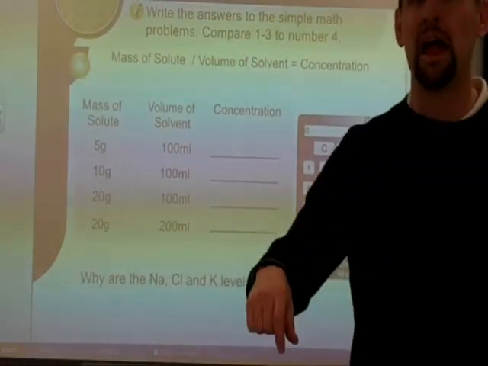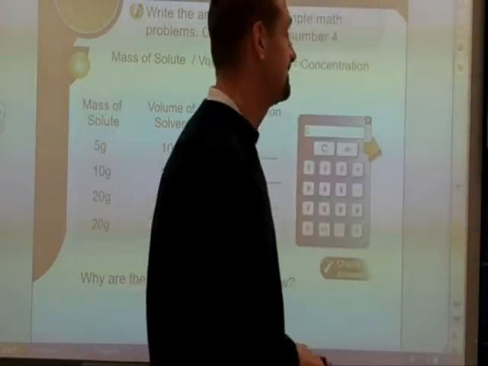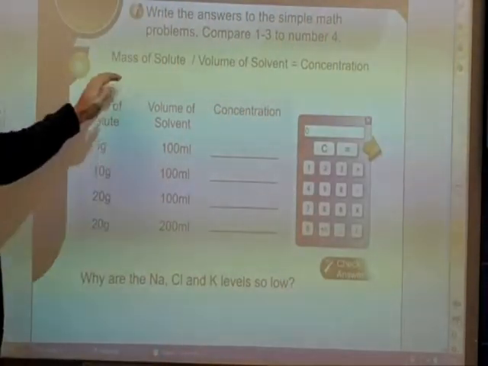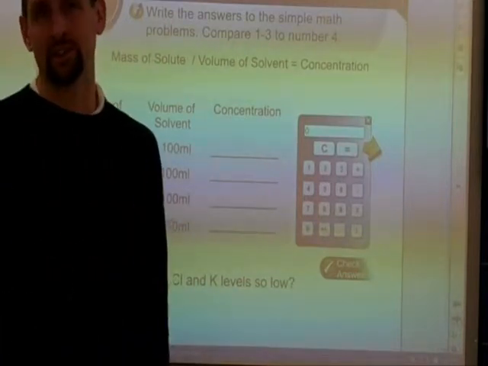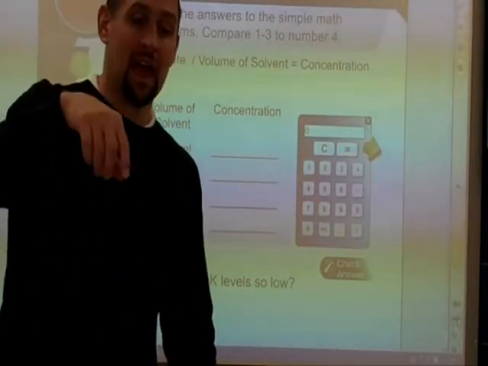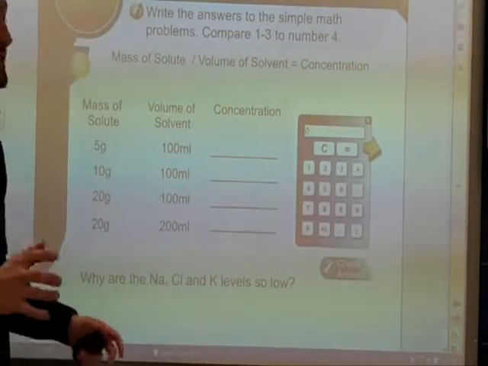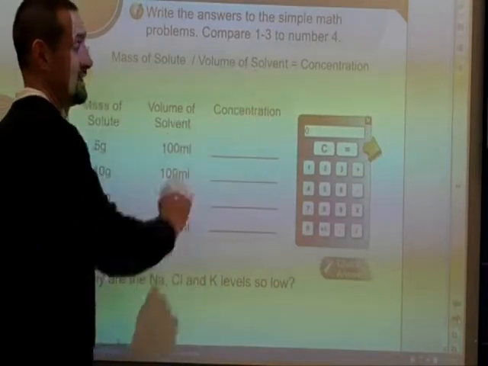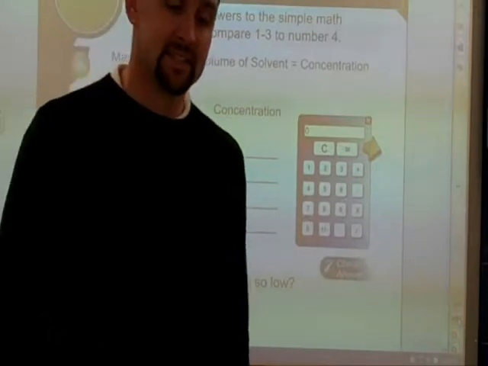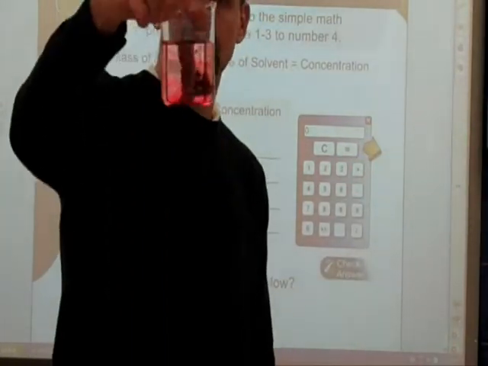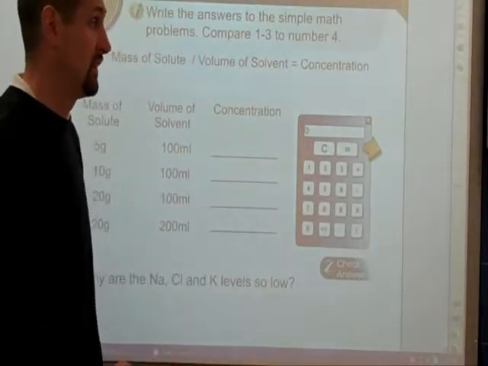Now we can figure out how concentrated something is, how dilute something is. Here's how we do it. We take the mass of the solute. The mass of the solute is the thing being dissolved. So let's say I took a lump of sugar and I dropped it into water and the sugar was dissolved in the water. The sugar is the solute. The solvent is the water, the thing doing the dissolving. In this case, the food coloring is the solute. The water is the solvent. It's the thing doing the dissolving.